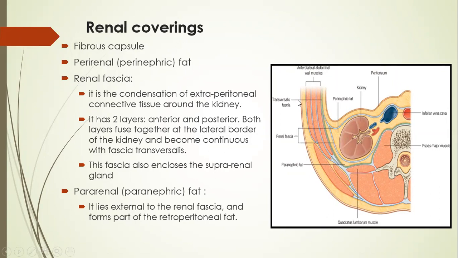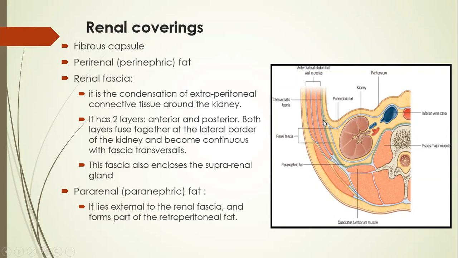Then we have the third covering called the renal fascia. A very important covering again. This is the renal fascia. It is the condensation of the extraperitoneal connective tissue. You see here the extraperitoneal tissue has come here, condensed, and it forms a covering for the kidney. It has two layers, as you can see here, an anterior layer as well as a posterior layer. Both the layers fuse together at the lateral border. As you can see, both this anterior and posterior layer fuse at the lateral border, not at the medial border, but only at the lateral border of the kidney.